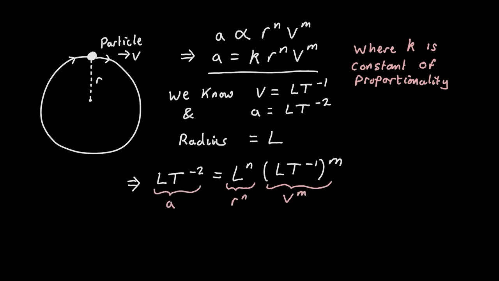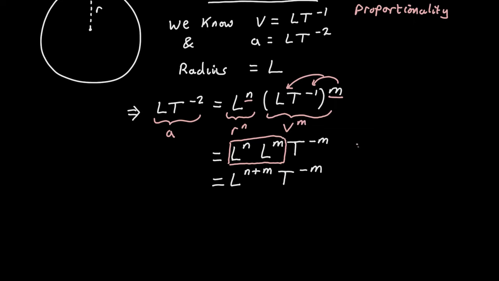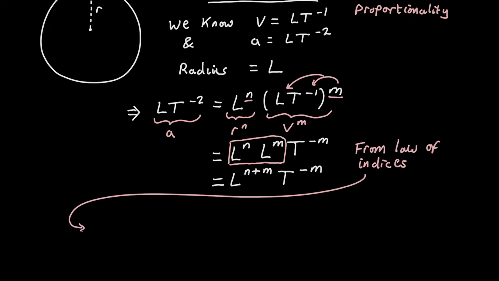So if we expand out the bracket first, we can express each dimension to a power of n or m. If you've watched my powers, roots, and laws of indices videos, which you can see in the card on the top right hand corner, when multiplying two numbers with the same base, their powers are added. You can see this in the example below.